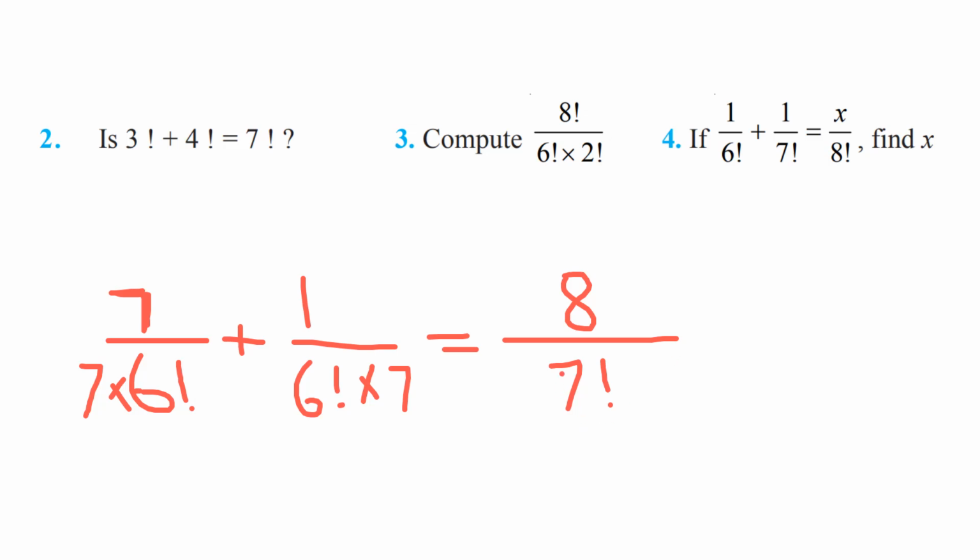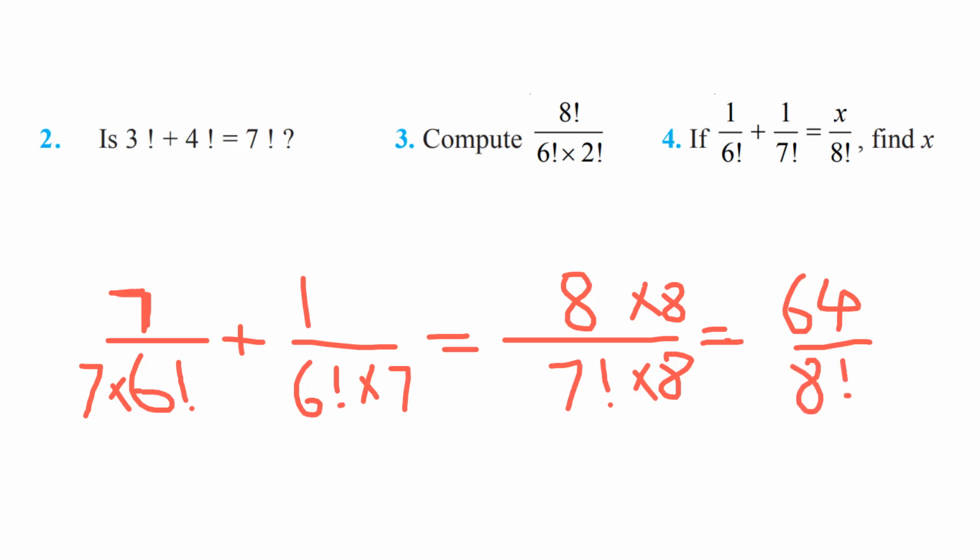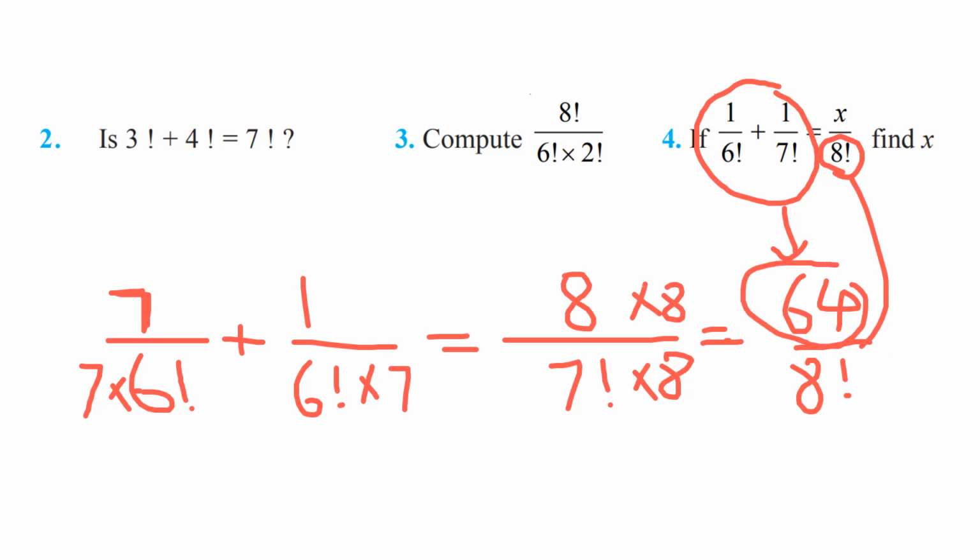And if you want to make 8 factorial here, we'll have to multiply 8 up here, and also multiply with an 8 here. So that will update the expression to 64 divided by 7 factorial multiply 8, which is nothing but 8 factorial. Now we have converted this expression into this, and obviously the denominator is the same and the value of x is 64.